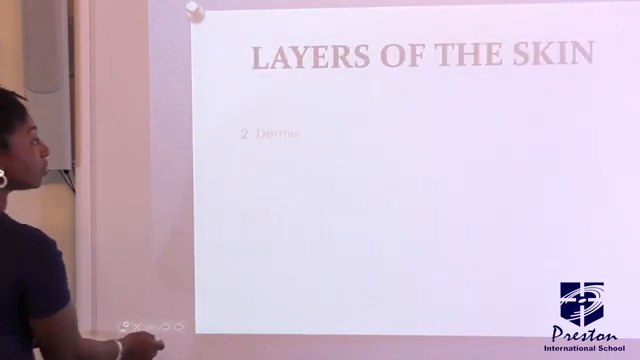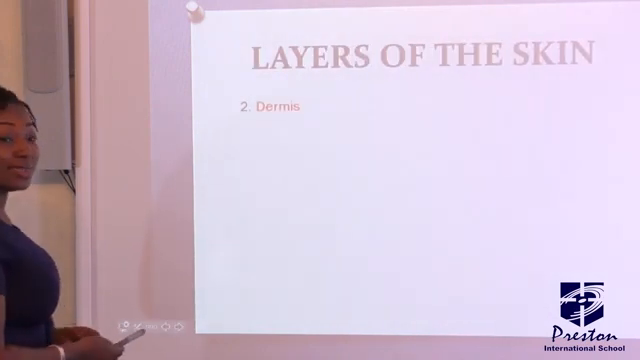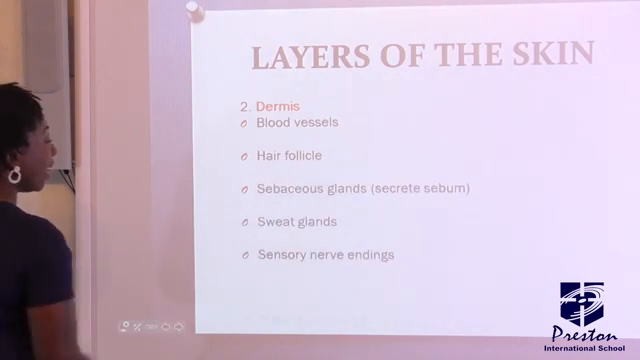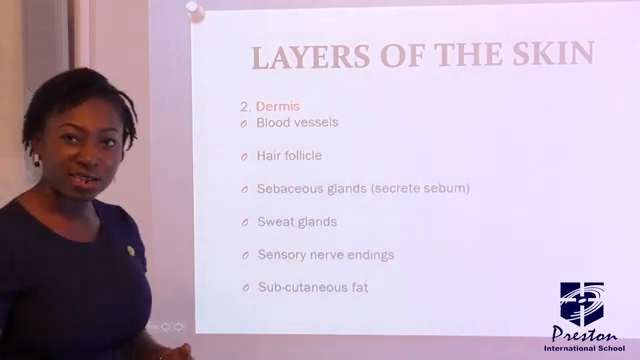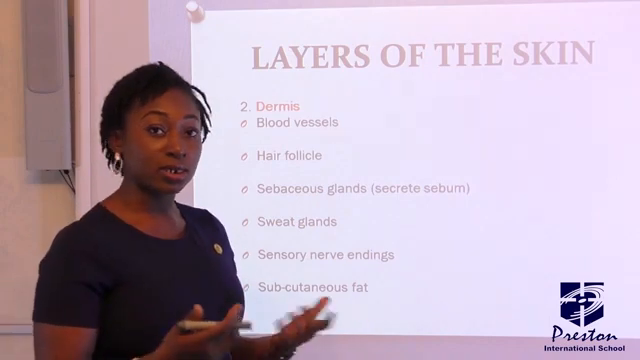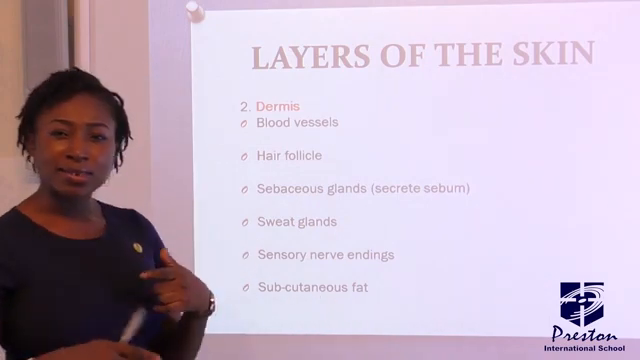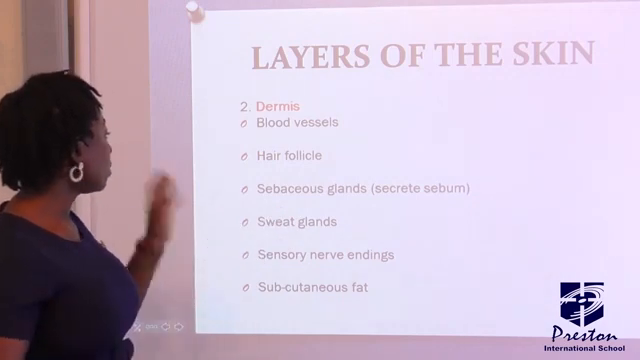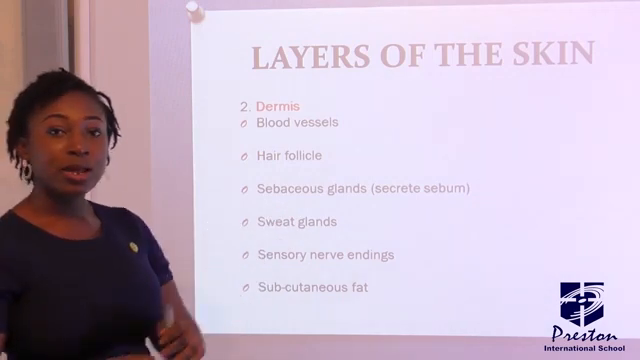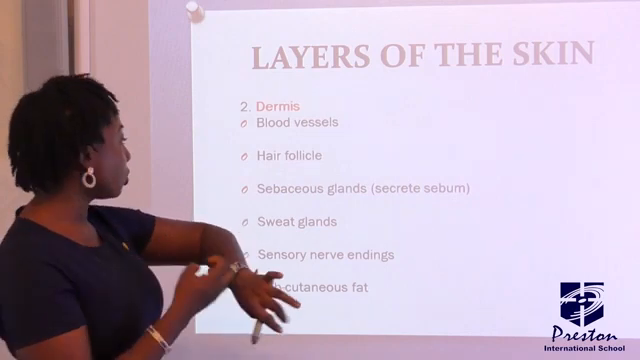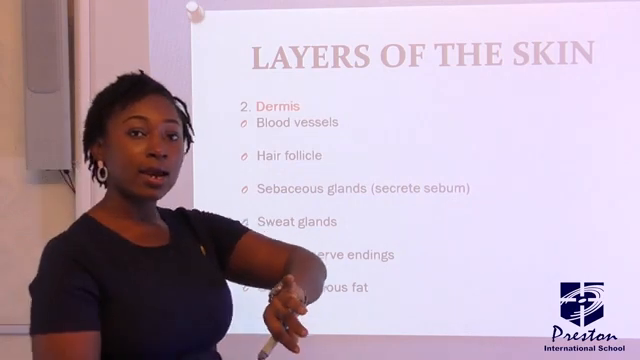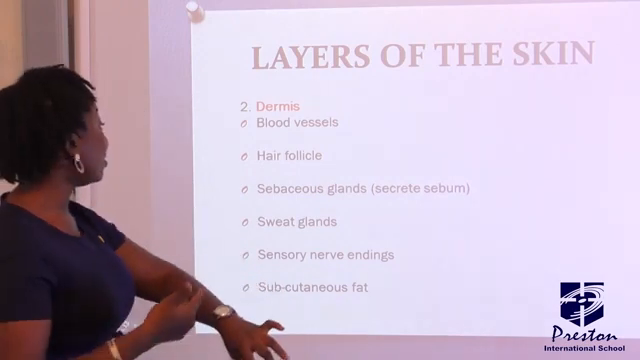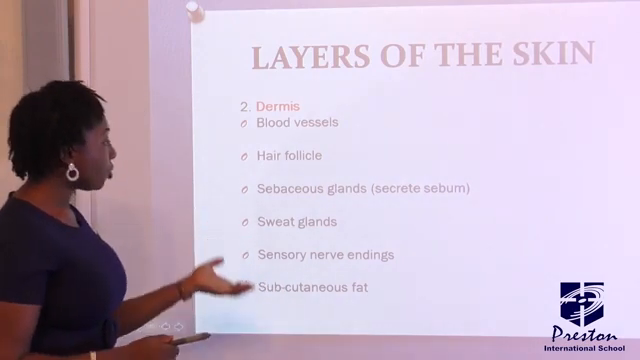Now, another slide on layers of the skin. Now we're looking at the dermis, the composition of the dermis. Now we have the blood vessels, that's the arteries, the veins, the capillaries in the skin. We are going to be looking at a picture after the slide to see all what we've been talking about. We have the hair follicles. Now these ones are structures in the skin that produce the hair on our skin. They are found on the dermis layer.